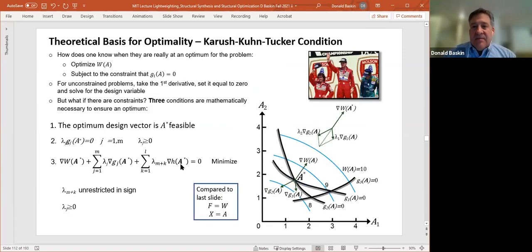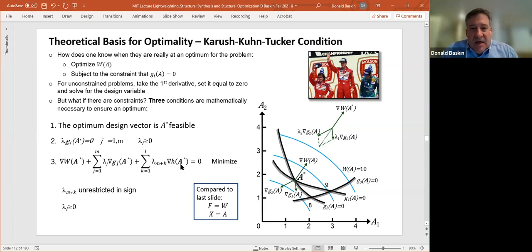And this can be formalized into this theoretical basis for optimality, the Karush-Kuhn-Tucker condition. This is pretty much the same as what we've seen before, just a little bit more formalized. Here we have a design space of A1 and A2, an objective function of W. So I've switched variables on you here. The objective function is now W instead of F, and the variable is A instead of X. The requirements are to optimize W subject to the constraint that G of A is equal to 0.